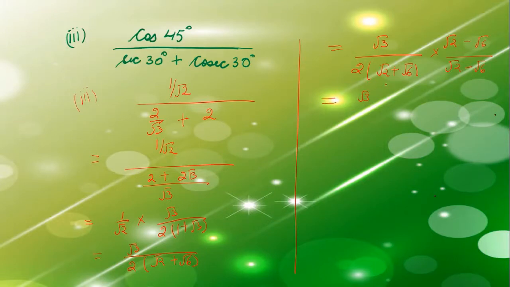So take like this, root 3 root 2 minus root 6 upon 2 is over here. Now use the formula a plus b, a minus b, that is a square minus b square. So it will be 2 minus 6. So it will be root 6 minus 3 root 2 upon 2, that is minus 4. So it is root 6 minus 3 root 2 upon minus 8. Now take the minus sign upward. So it will be 3 root 2 minus root 6 upon 8.